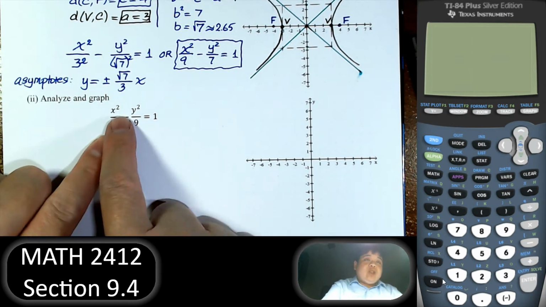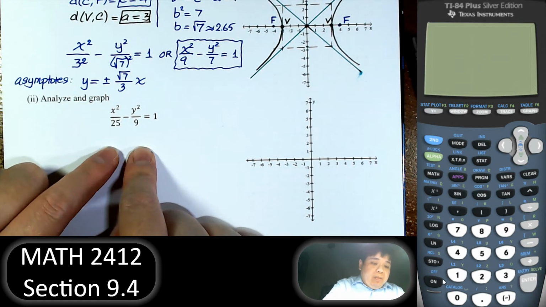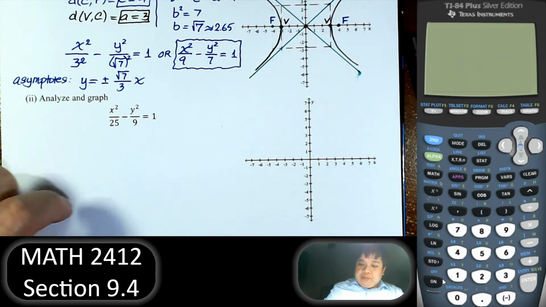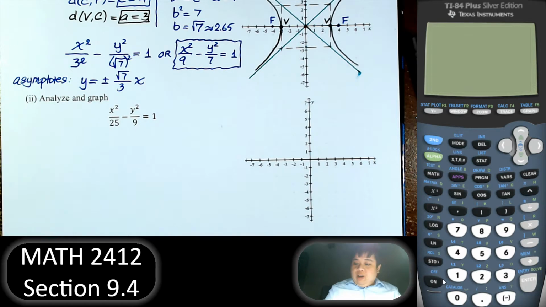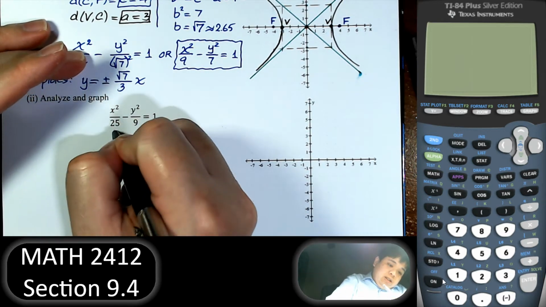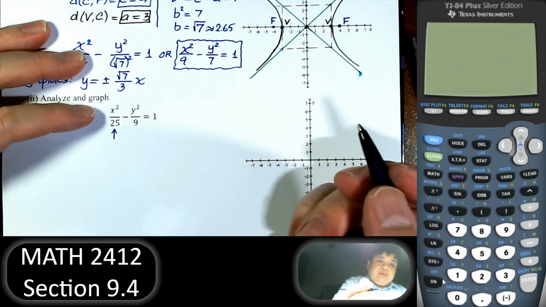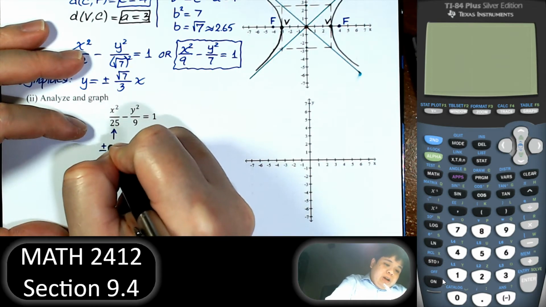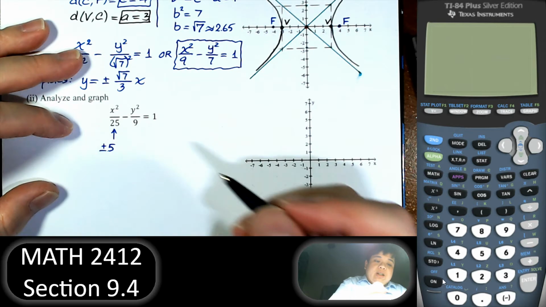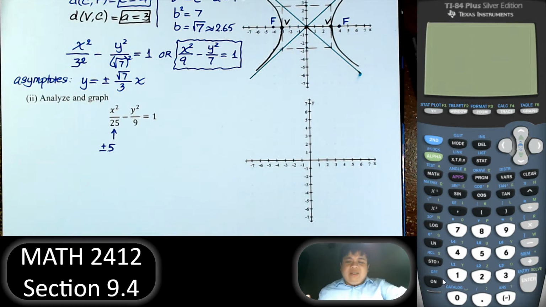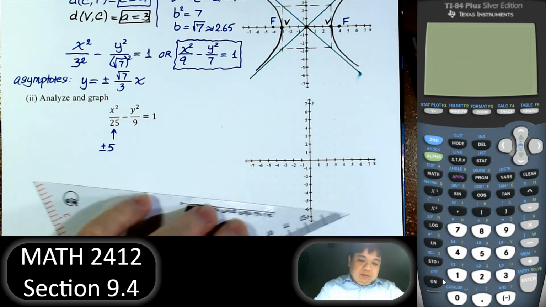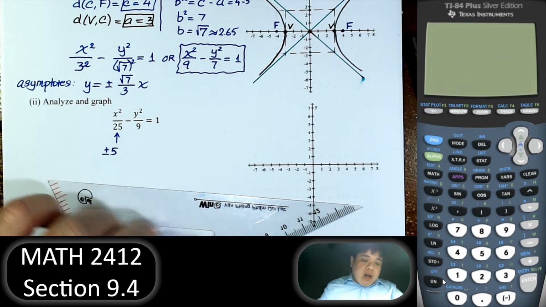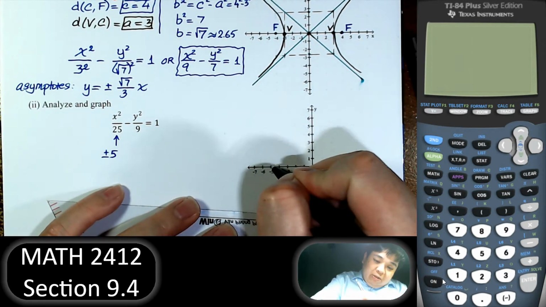analyze the graph x squared over 25 minus y squared over 9 equal to 1. So the right side is equal to 1, which is good. Now, we have 25 below the x. So that means we're going to go left and right 5 units on the x. But let's just get the graph first. So we go left and right 5 units, and we start with x. And so those are the vertices.